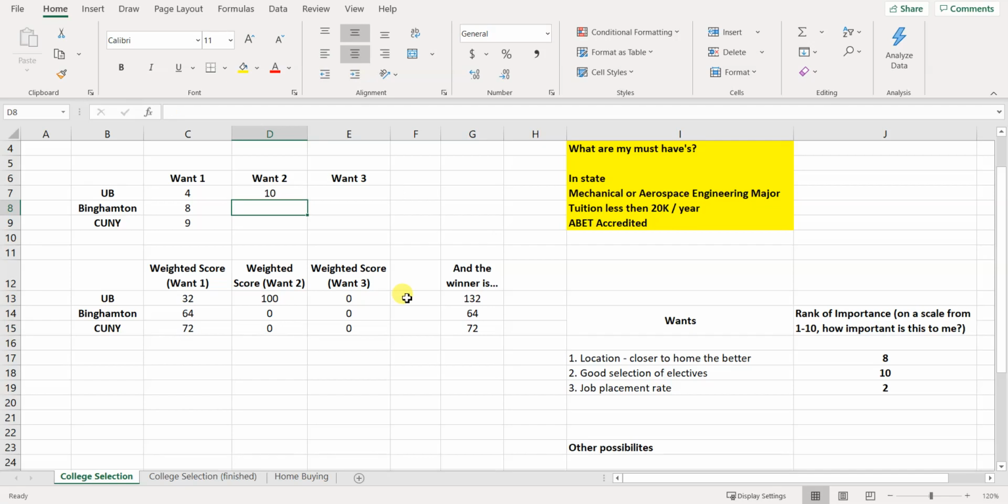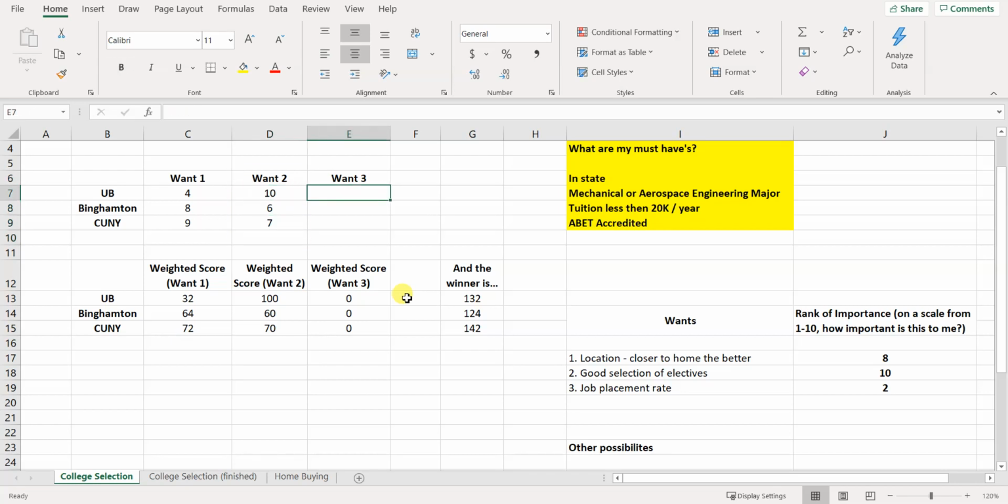Binghamton wasn't as much, I don't think they had aerospace, it was just mechanical, and I looked at their electives and they were okay, so I gave them a 6. City University was a little bit better. It was like Binghamton, but a little bit better, with a few more interesting courses in mechanical, so I gave them a 7.